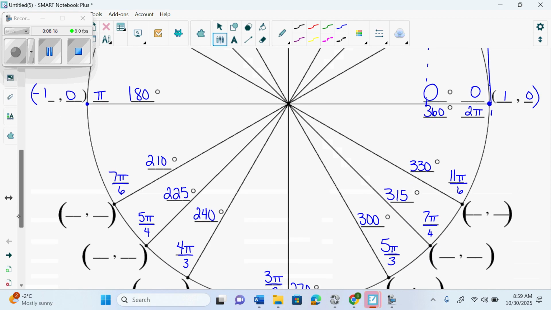These are going to be negative root 2 over 2 and negative root 2 over 2 because we're in quadrant 3 and both x and y are negative. And this is going to be root 2 over 2 and negative root 2 over 2.